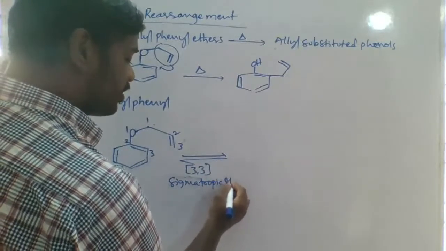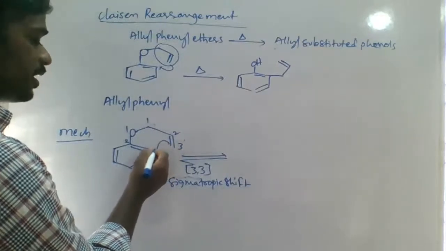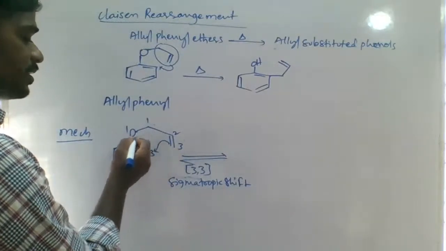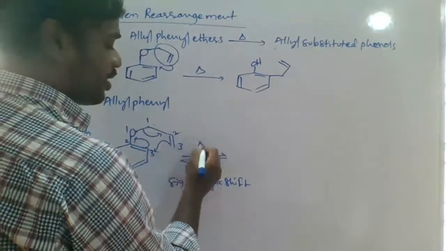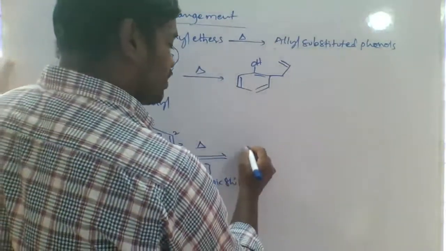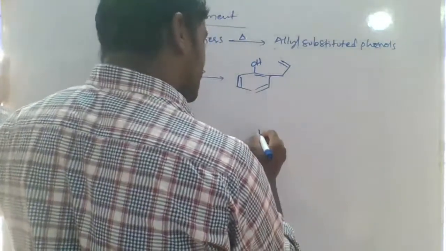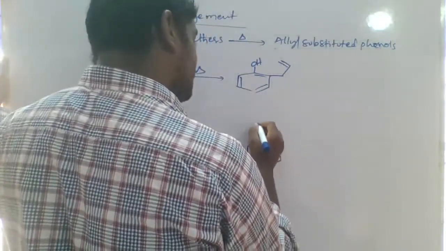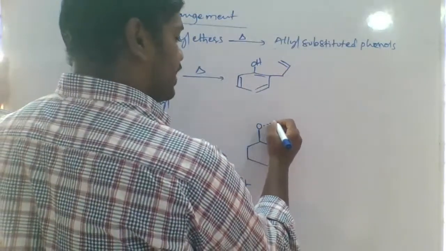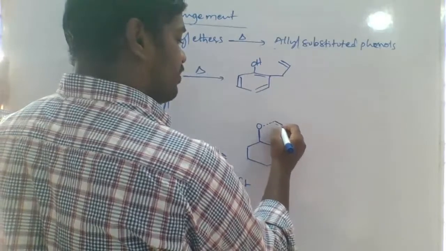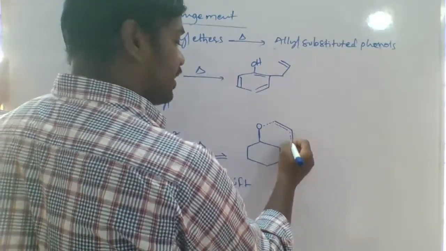Sigmatropic shift. So what happened? The bonding electrons are attacking to here. The bonding electrons migrate, moving. So the 3,3 sigmatropic shift occurs under heating conditions. Then before formation of the product, what happened? Formation of the transition state. In that transition state, bond breaking and bond making take place. The bond is breaking, and here a new bond is forming. Here the old bond is breaking.